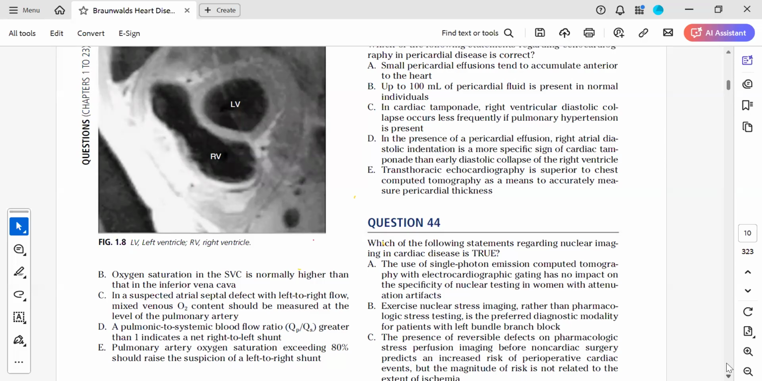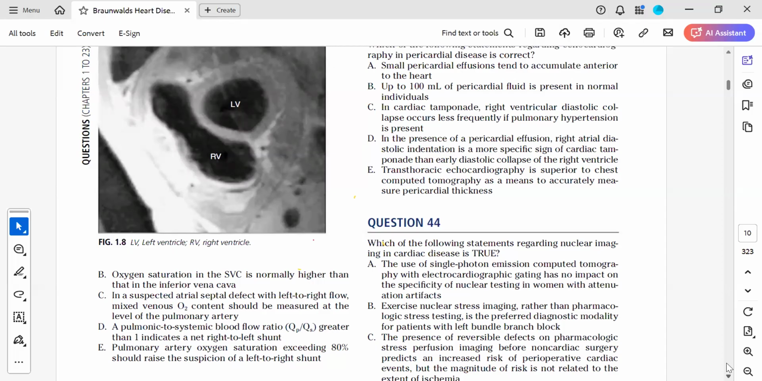Then C, in a suspected atrial septal defect with left to right flow, mixed venous oxygen content should be measured at the level of the pulmonary artery. I think this is also false. The point at which the oxygen content is measured, I think it's still in the upper right atrium and not at the level of the pulmonary artery.